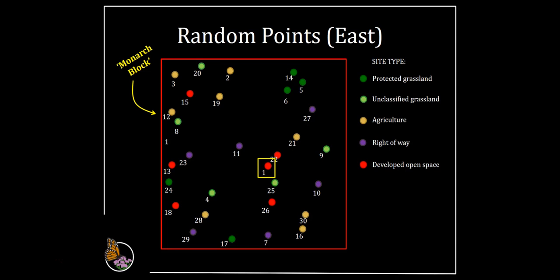But if you only wanted to monitor a specific site type, for example, a right-of-way, you would pick the lowest numbered purple dot, which here is number 7. Ultimately, the IMMP goal is to monitor the lowest number of each site type in each priority Monarch block. That's 5 random sites in every red block that you see on the map.